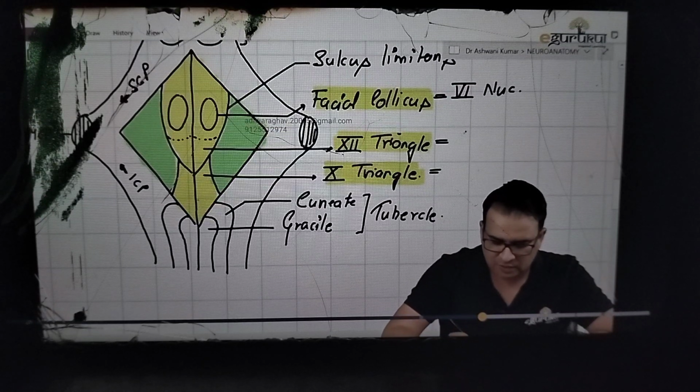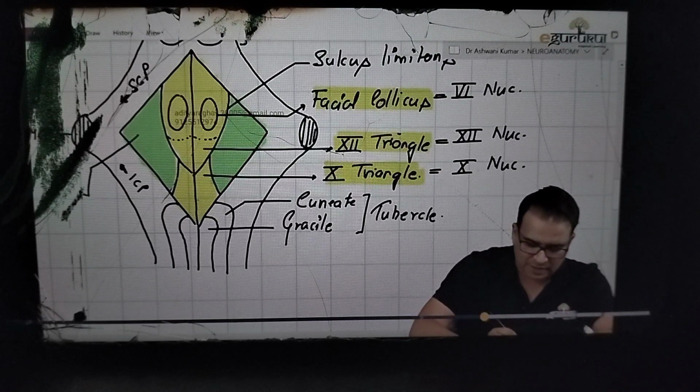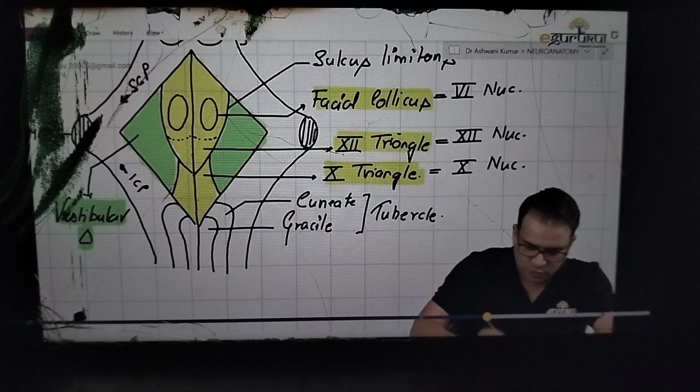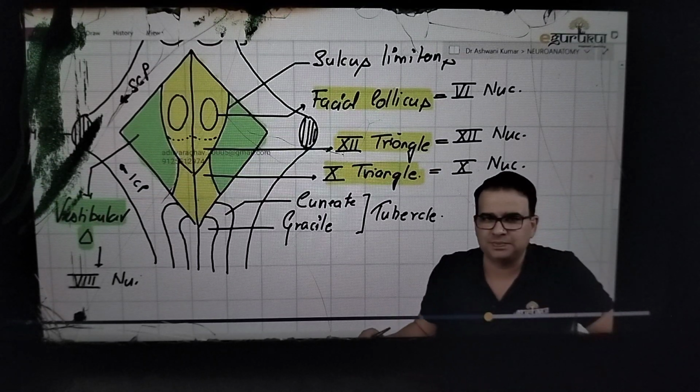For the rest of the two, it is fine. We have a hypoglossal nucleus there, and the vagal nucleus is there. What about the lateral side? Lateral to the sulcus limitans, that elevation is called the vestibular triangle. And the nucleus present deep to the vestibular triangle is obviously the eighth nerve nucleus. Vestibular nucleus, the eighth nucleus.